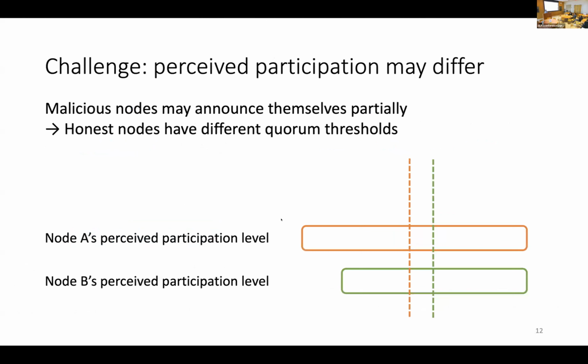But that brings the challenge. The challenge is that malicious nodes, Byzantine nodes, may not announce themselves honestly. They may announce themselves in a partial fashion. So I send I am awake to Giuliano, but I don't send that message to Kristen. So that will result in these 2 nodes, A and B, perceiving different levels of participation. That creates a problem because now they will have different thresholds for their quorums.